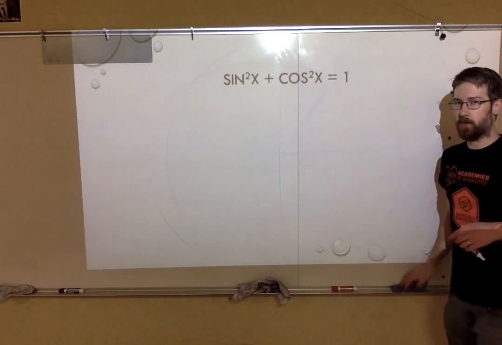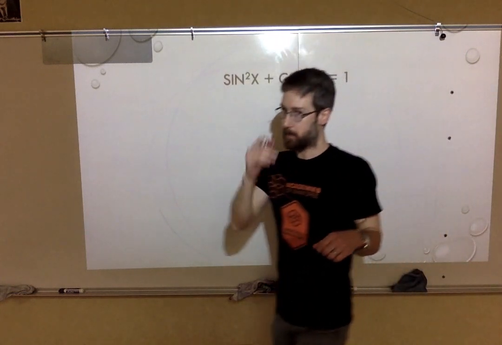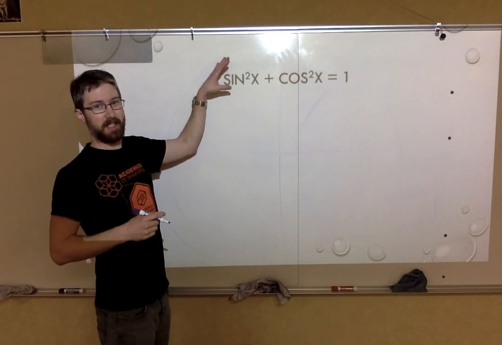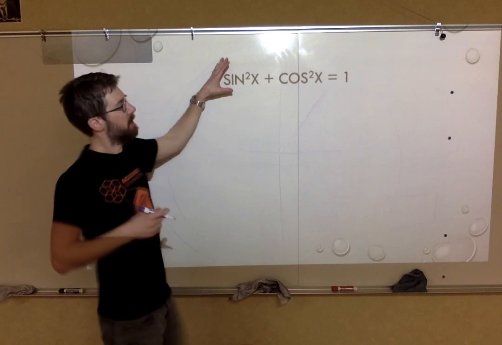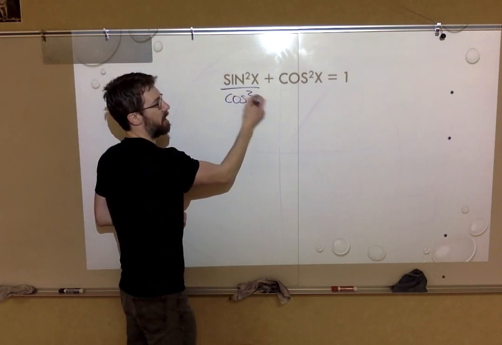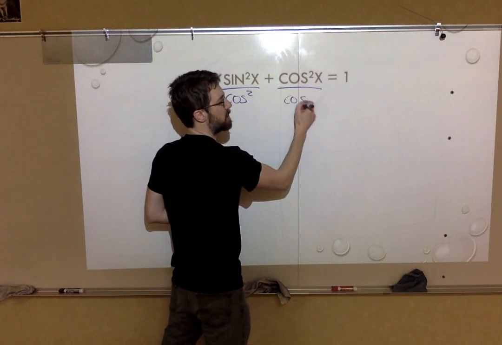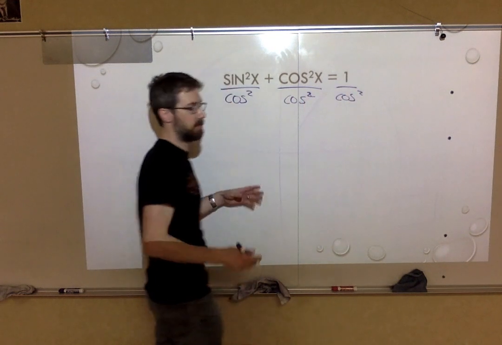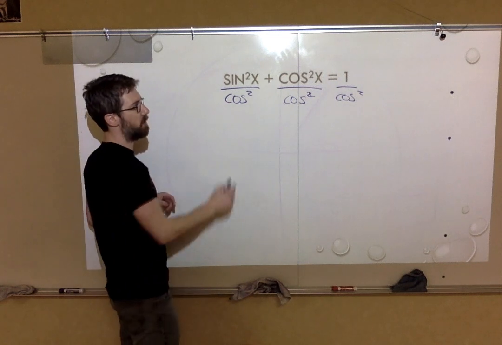All right, now where do the other ones come from? Where do Taylor Swift and Captain Crunch come from? Again, this isn't a static equation. It can be manipulated. If I start by dividing everything by cosine squared, I haven't changed the value of anything, right? I'm keeping things balanced on both sides of the equation.